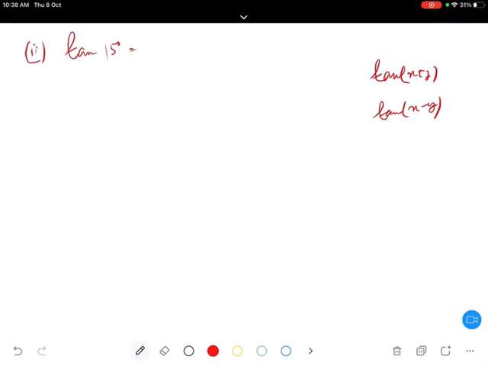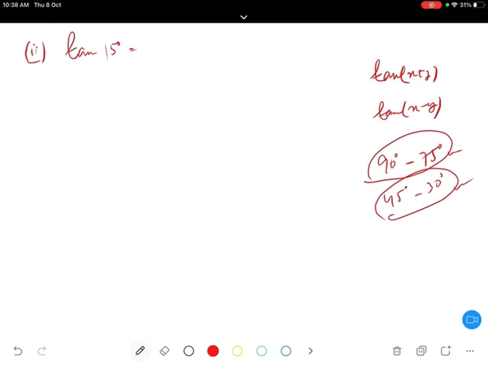Somebody says 90 minus 75. Somebody says 45 minus, 45 minus 30. Yes, this is correct. Look, this is also okay. This is also okay, but this will be very lengthy. Again you're going to 75 again. What's the reason? I will just do tan 45 minus 30. That's easy. I know both of them.